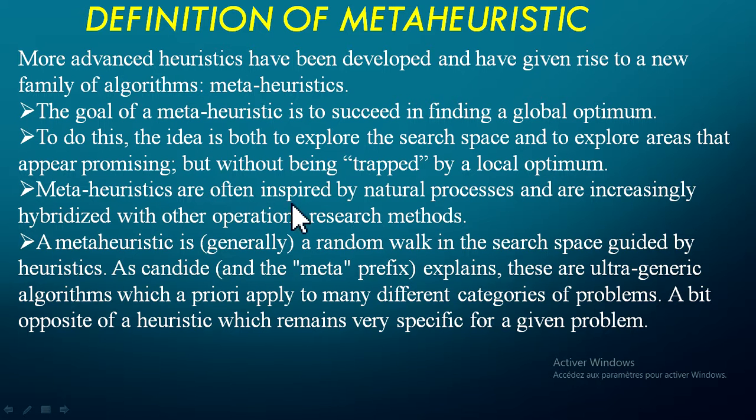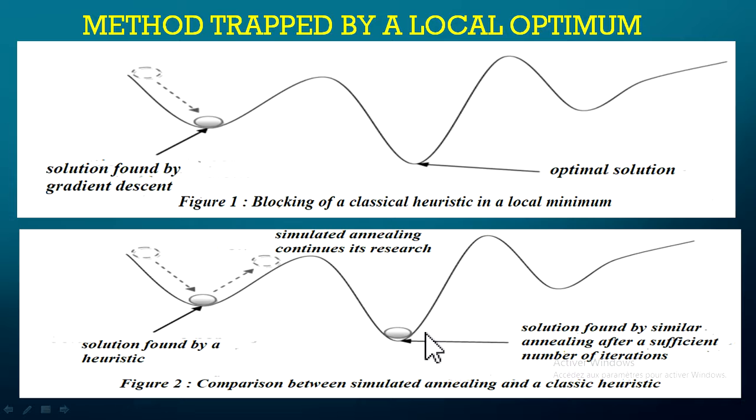Meta-heuristics are often inspired by natural processes and are increasingly hybridized with other operations research methods. A meta-heuristic is generally a random walk in the search space guided by heuristics. As the meta prefix explains, these are ultra-generic algorithms that a priori apply to many different categories of problems, a bit opposite of a heuristic which remains very specific for a given problem.